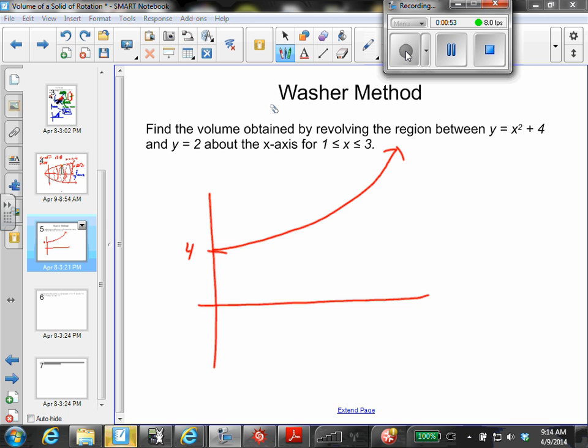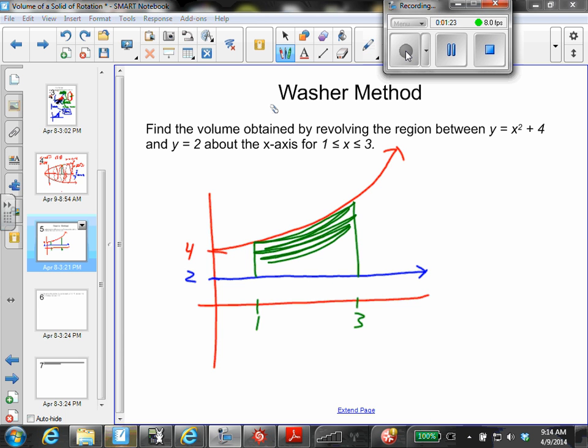And then we also have the line y equals 2. And so that just means that we're going to have a line at 2. Okay? And then we're talking about the region from 1 to 3. So we would get the area of this region right here. Okay, and then we're going to rotate it around the axis.